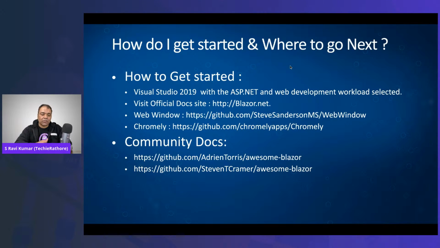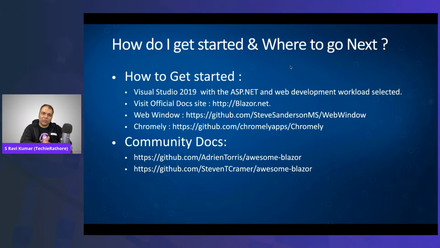When we talk about WebWindow, you can see the source code of WebWindow from Steve Sanderson's GitHub page, which is available on GitHub, SteveSandersonMS/WebWindow. Similarly, for Chromely, you can get ChromelyApps/Chromely. And again, as I said, Chromely, similar to Electron.NET, supports creating cross-platform desktop applications using web technologies.